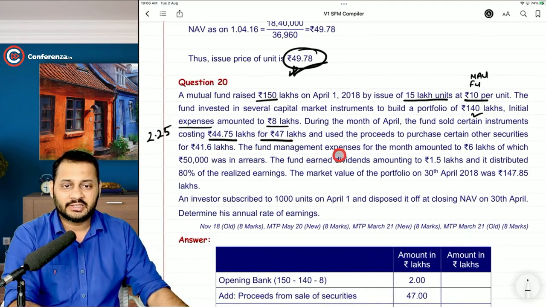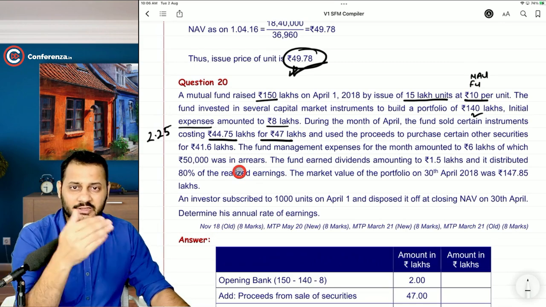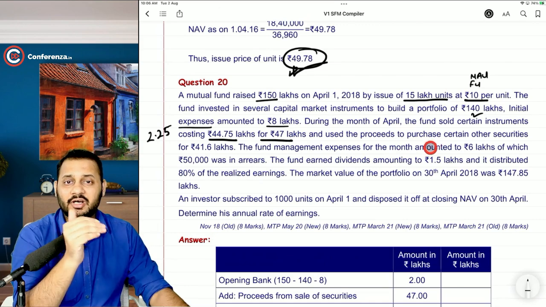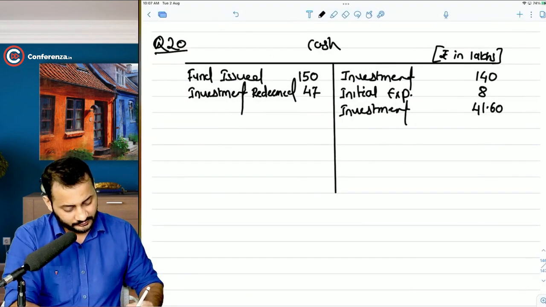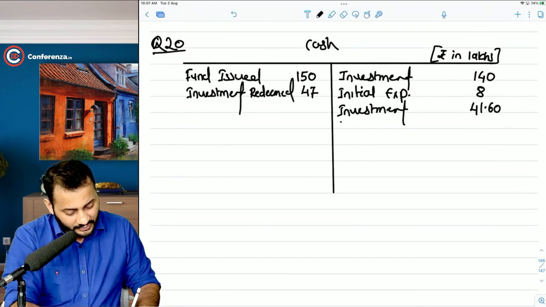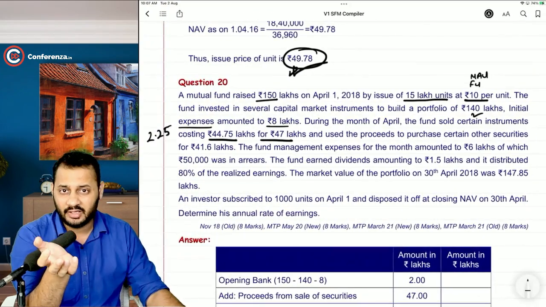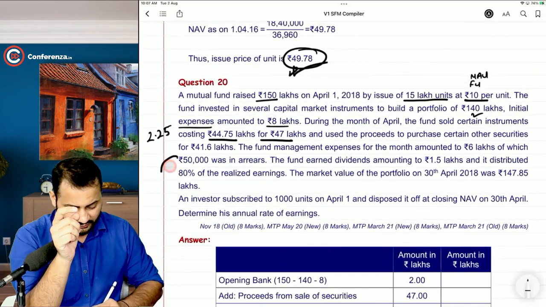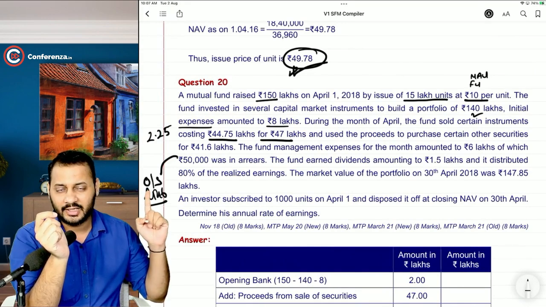The fund management expenses for the month amounted to 6 lakhs, of which 50,000 was in arrears. What will be the entry? The entry will be expense account debit by 6 lakhs, cash account credit by 5.5 lakhs, and outstanding liability by 50,000. So in cash account, I will just write down fund management expenses 5.5, because only this much has been paid out of cash account. Balance 50,000 will go to outstanding liability. This will be taken into account while calculating net asset value.